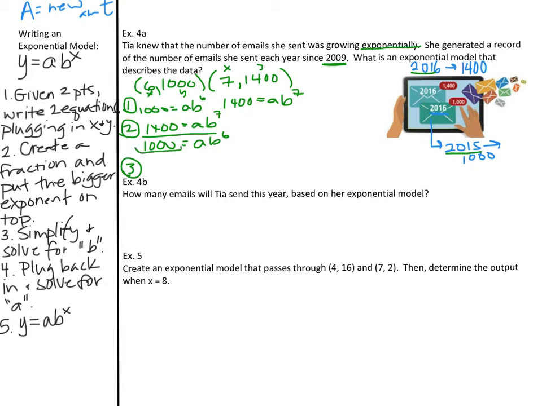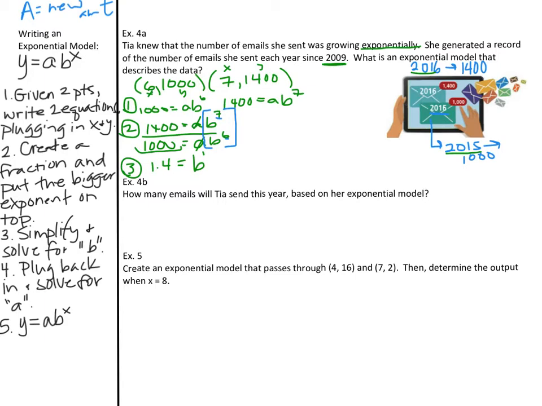Step 3, we're just going to simplify. 1,400 divided by 1,000 is just 1.4. That was easy. On the right, the a's on the top and bottom would cancel out. The b's, however, if we have b to the 7th divided by b to the 6th, we subtract the exponents. 7 minus 6 is 1. That would give us b to the 1st power, or b. Again, not too bad to solve.